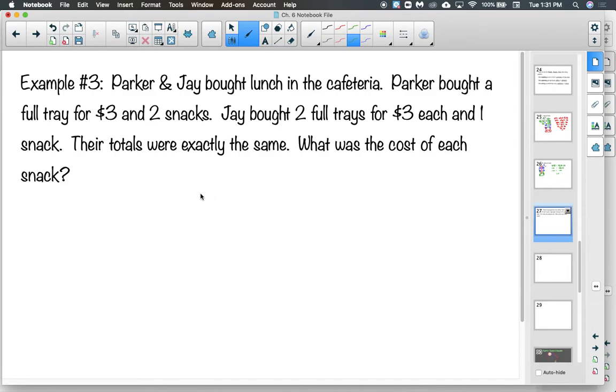All right, so verbal model. Lots of stuff going on here. My verbal model is going to be as simple as possible. I know that their totals were exactly the same. So I know that Parker and Jay have equal amounts. That's my verbal model. That's it.